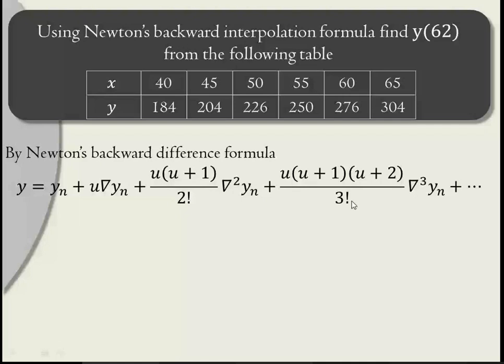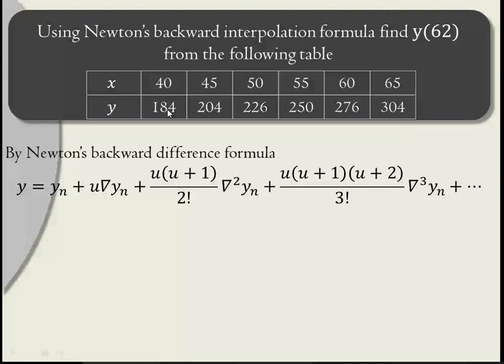Now, what is the formula for this u? For backward, u is x minus xn divided by h. For forward, we use u as x minus x naught divided by h. For forward, we take the x naught term, and for backward, we take the xn and yn terms. Now this last term will be xn, and this is the corresponding yn term. The first values are x naught and y naught, and the last values are xn and yn.